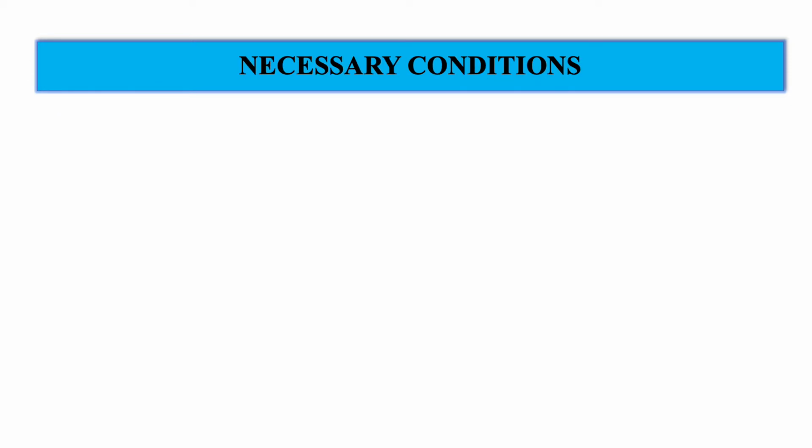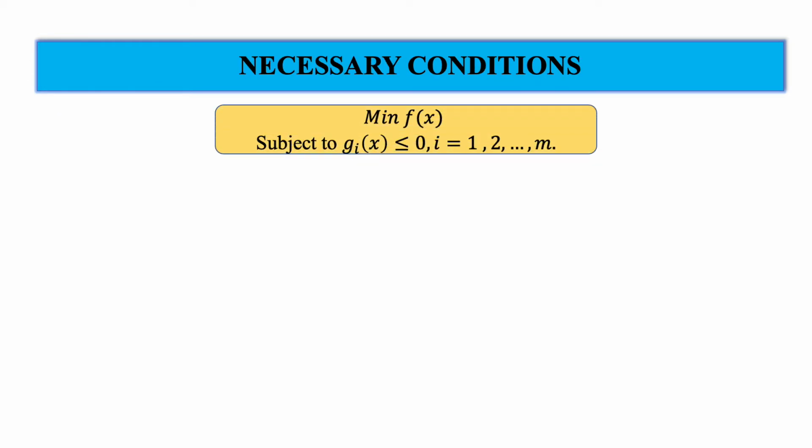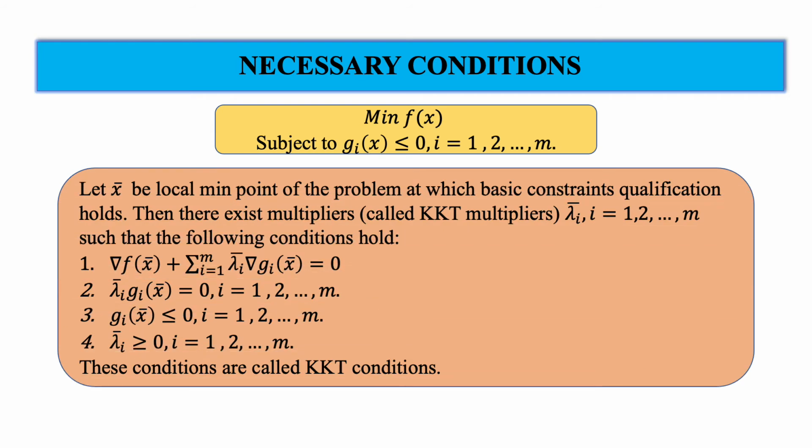Now what is the necessary condition? So what problem are we taking now? We are taking minimization of f(x) such that the constraints g_i(x) are less than or equal to 0 for i from 1 to m. So what is the necessary condition? Let x bar be a local minimum point for the given problem at which the basic constraint qualification holds. Then there exists a multiplier, which is called the KKT multiplier, lambda_i bar, for i from 1 to m, such that the following conditions hold.